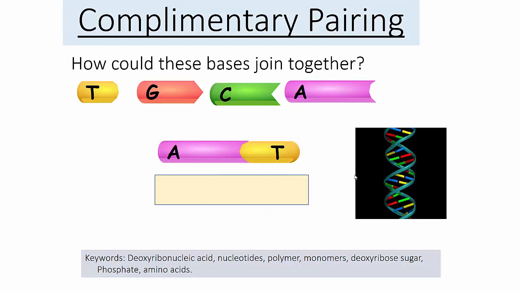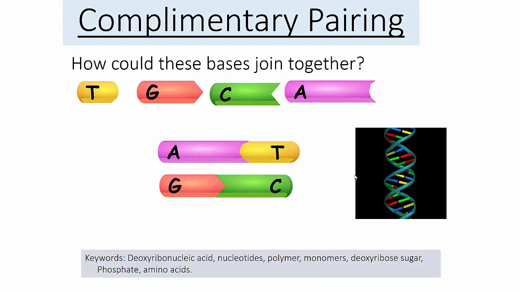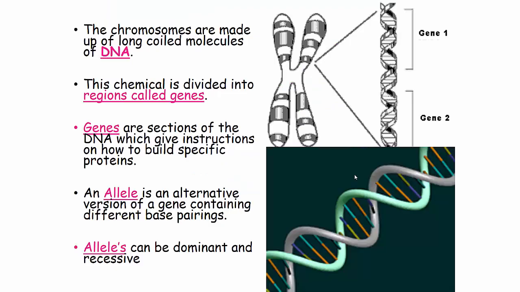Right, hopefully you've seen that the shapes of the bases determine which ones they join to. So A and T join together and C and G join together. Now you have to remember this rule. If you're ever asked to join bases together, you have to remember that A and T join together and C and G join together. Right, the next thing we're going to go over is DNA, genes, and alleles.